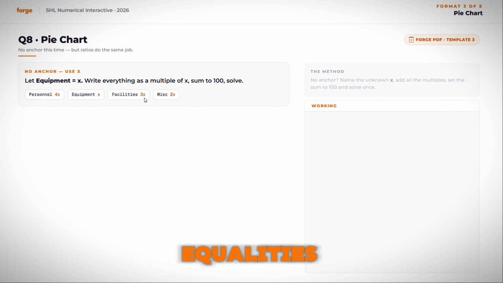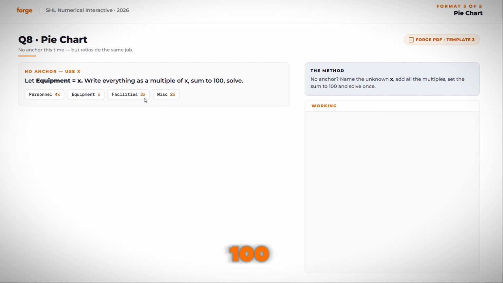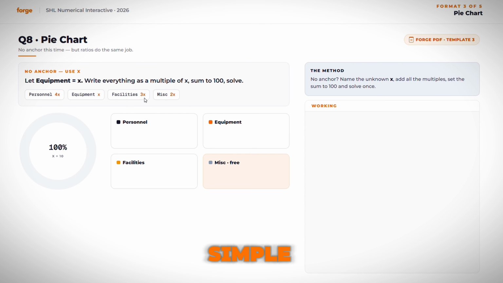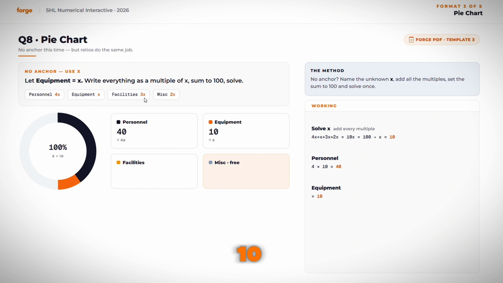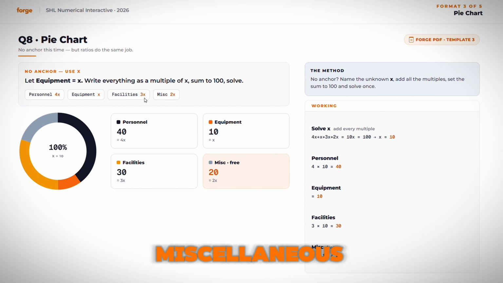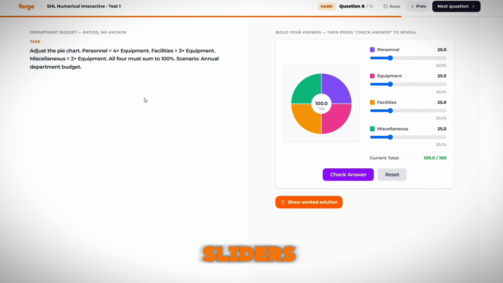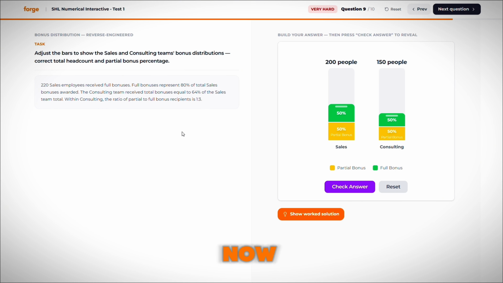Now, because the pie chart has to sum to 100, we get an equation of 10X equals 100. Using some simple algebra, we know that X is then equal to 10. If we plug it back in, personnel 40, equipment 10, facilities 30, and miscellaneous 20. This is the same as question 3. Log 3, and the fourth is always just a leftover answer. You can just set the sliders and you've solved the question. Moving on now to question 9.